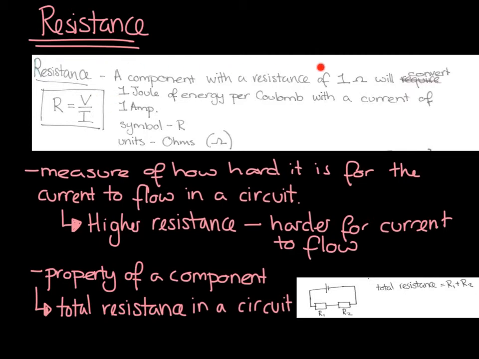This definition, although very thorough, is a little bit difficult to understand. So it might be easier to think about resistance as a measure of how hard it is for the current to flow in a circuit. If you have a component with a higher resistance, it's harder for the current to flow through that component. Resistance is a property of the component, so you could have a lamp with a certain resistance or a motor with a certain resistance. And we can work out the total resistance in a series circuit by adding the resistances of the two components in series.